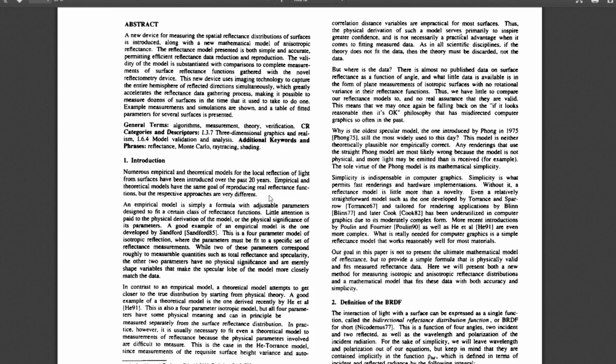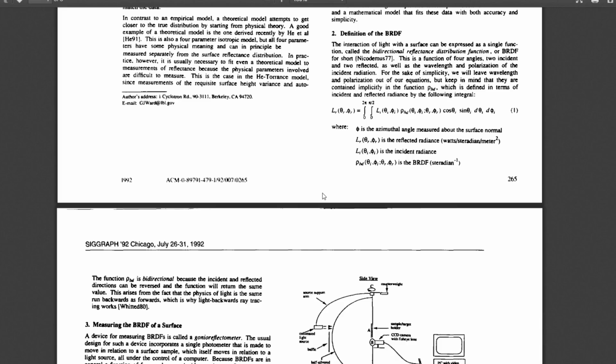Now, the paper first starts with the talk of empirical and theoretical models and how one of the failures of theoretical models at the time is that it wasn't easy to go from data to rendering. And this paper wanted to change that. It talks a little bit about what the BRDF is, but we don't need that.